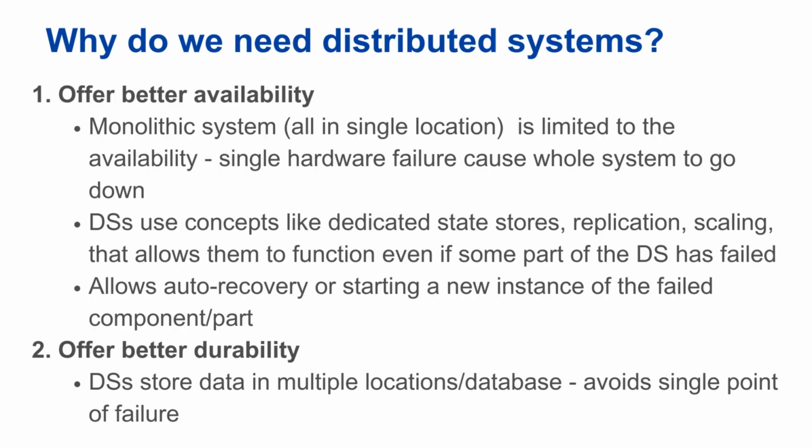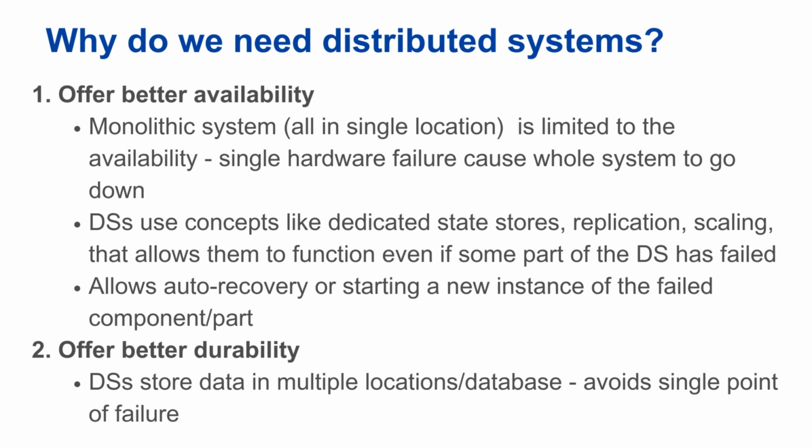So why do we need distributed systems? Because in monolithic systems, where all the resources are located in a single location, availability is limited. When a disaster or a breakdown happens in that location, the system is not able to function and we cannot access it. But if that system is distributed, that issue is not there.